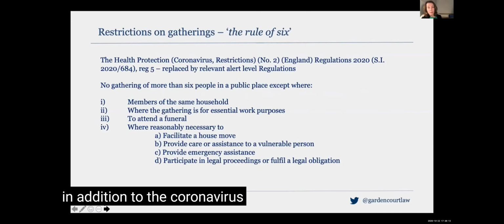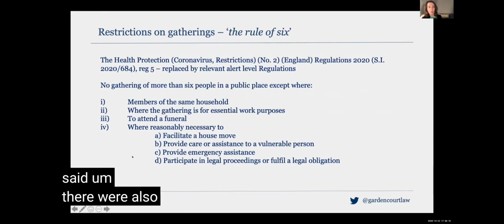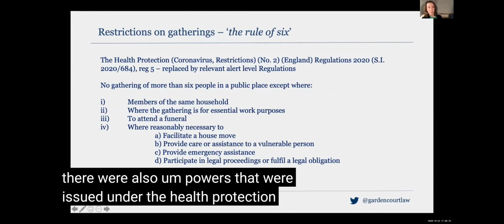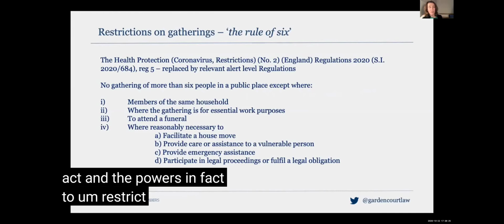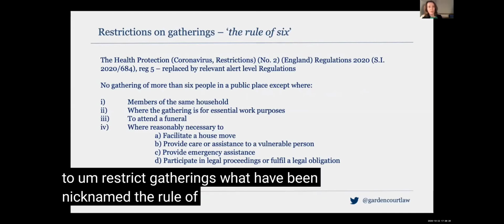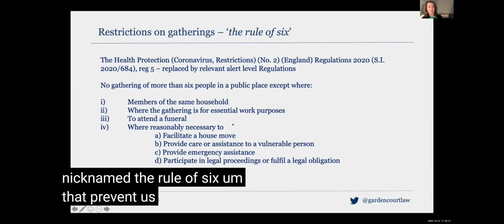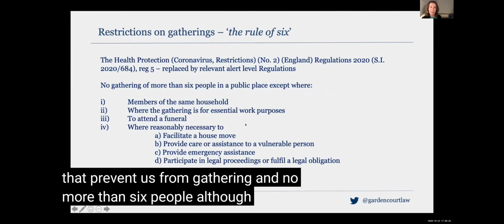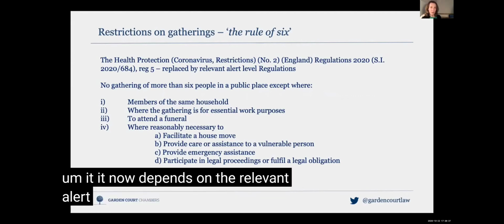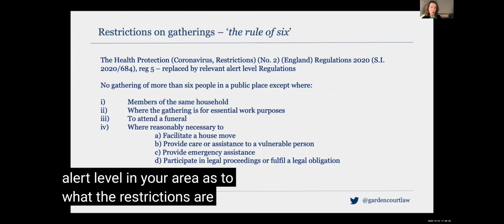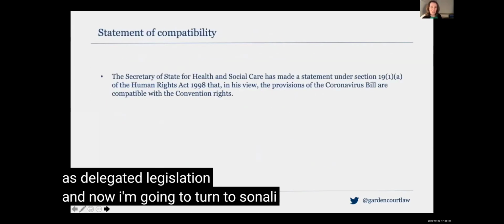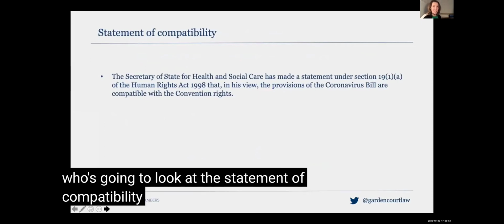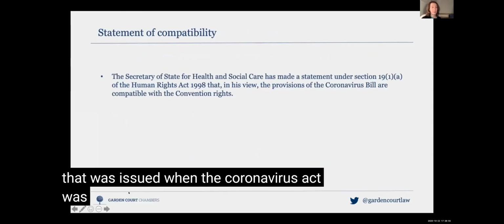In addition to the Coronavirus Act, as I said, there were also powers that were issued under the Health Protection Act, and the powers, in fact, to restrict gatherings, what have been nicknamed the Rule of Six, that prevent us from gathering in no more than 6 people, although it now depends on the relevant alert level in your area as to what the restrictions are, came in as delegated legislation. And now I'm going to turn to Sonali, who's going to look at the statement of compatibility that was issued when the Coronavirus Act was brought into force.